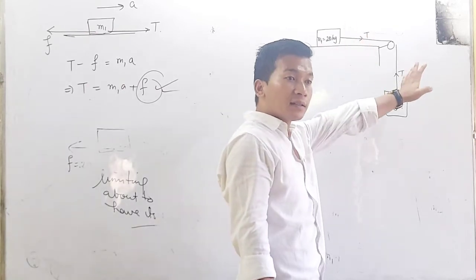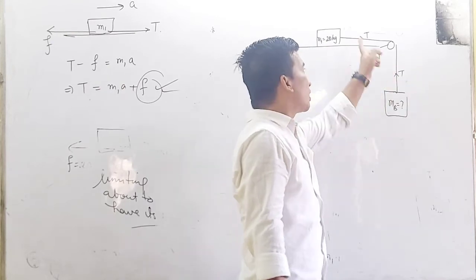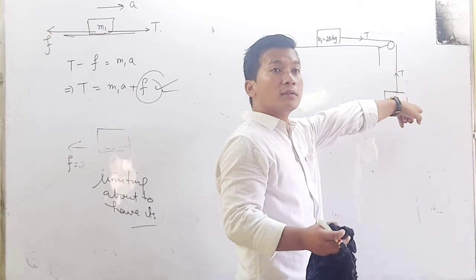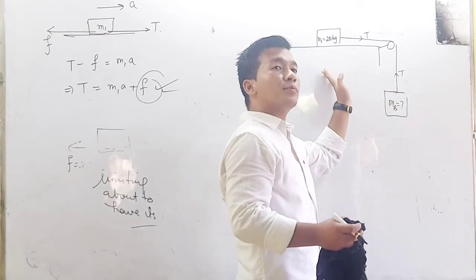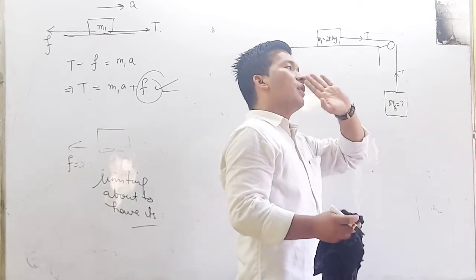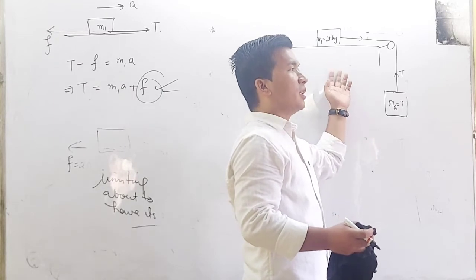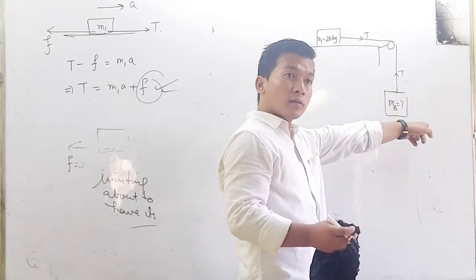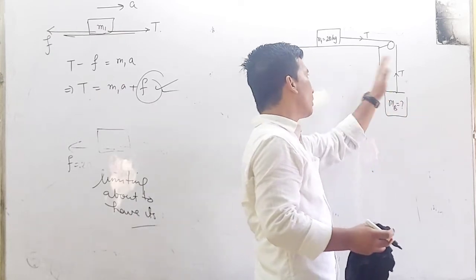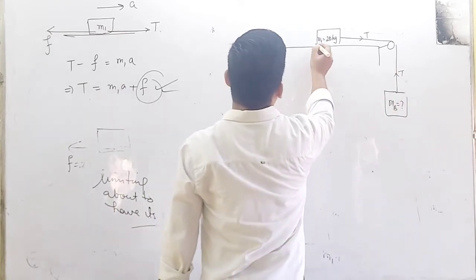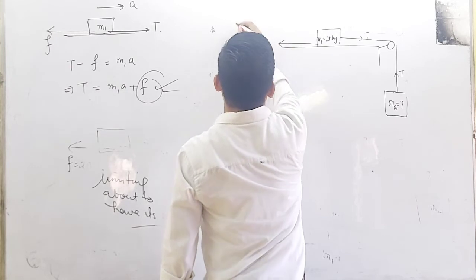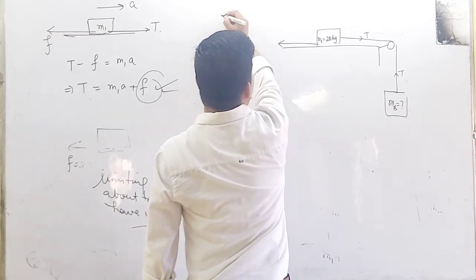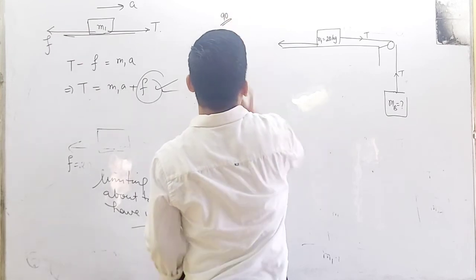It is being pulled to the right by the rope, so it will have a tendency to move if motion is allowed. If motion is allowed, the body will move to the right. We will have frictional force in this direction. This is for your question number 19.